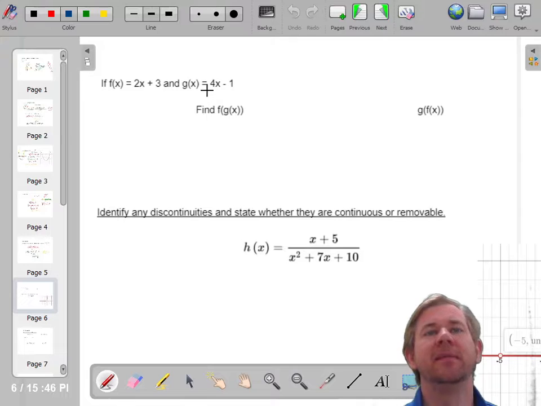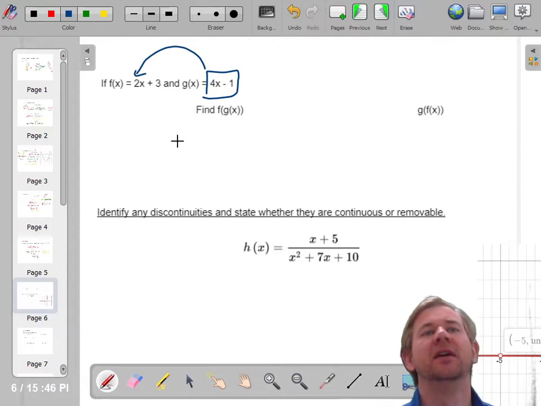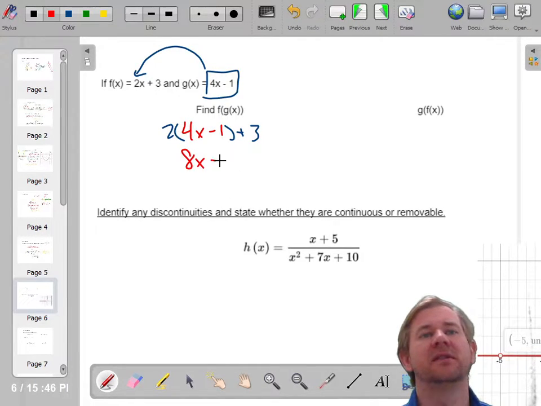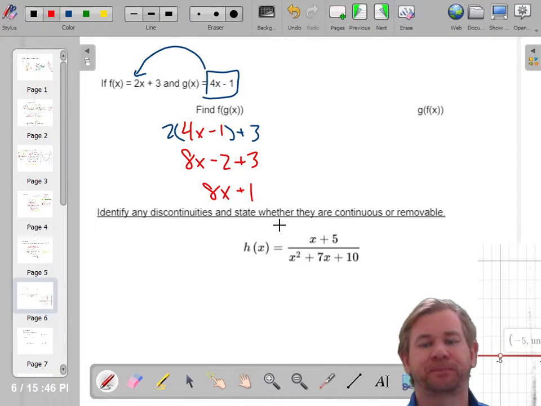f of g of x. That means take g of x and plug it in. So instead of 2x plus 3, I'm going to do 2 times 4x minus 1. So 8x minus 2 plus 3 is 8x plus 1.